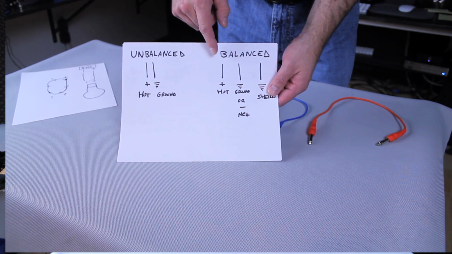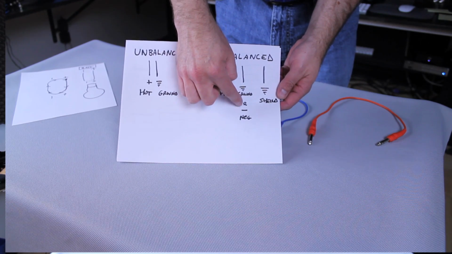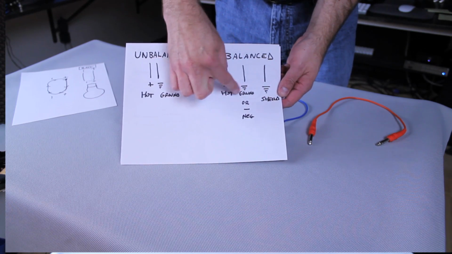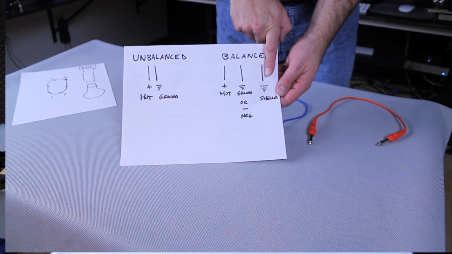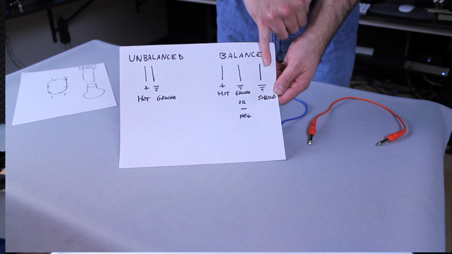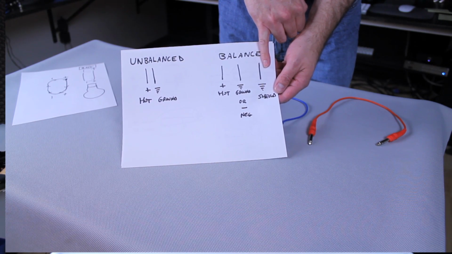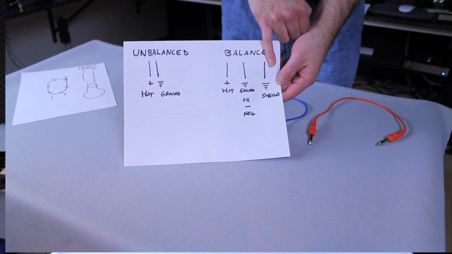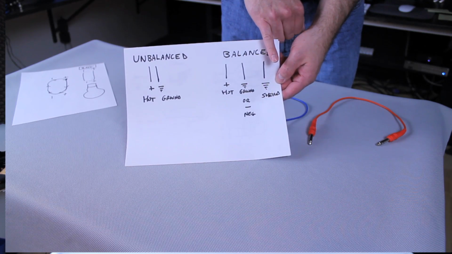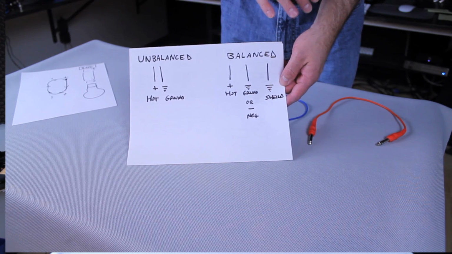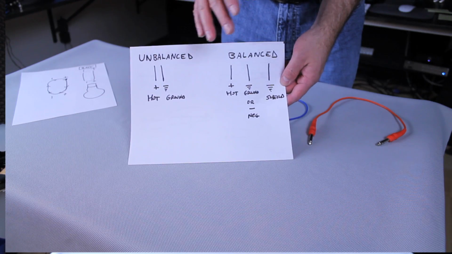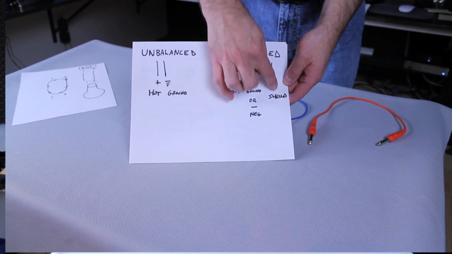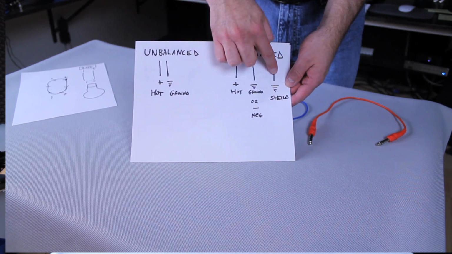In the balanced world, we have hot and a ground, or negative or neutral, and then a shield. These two are the ones that create the loop, and the shield is exactly what it says. It's a shield, it's a protector. It serves no electrical purpose for transmitting the signal. It only shields out any kind of RF or radio frequency or hum that is prevalent. It's all around us. Anytime we run an audio cable across the floor, for instance, near an electrical circuit, another electrical circuit, we can sometimes hear hum. Well, the shield in a balanced circuit helps to alleviate that.